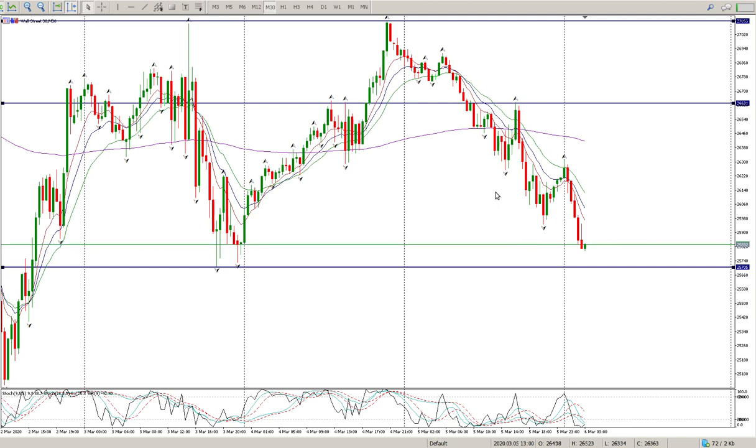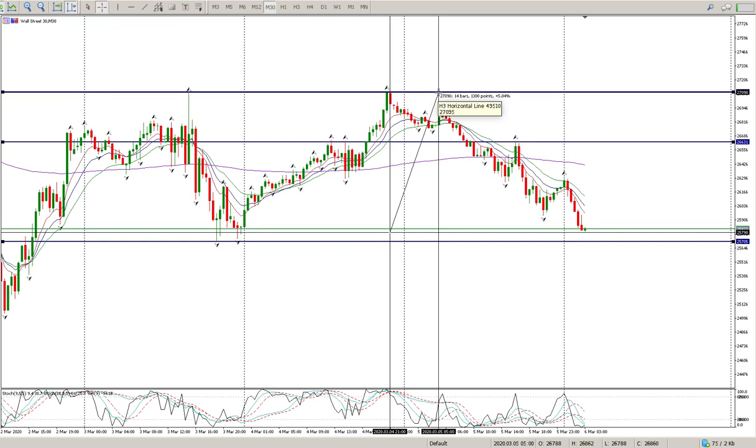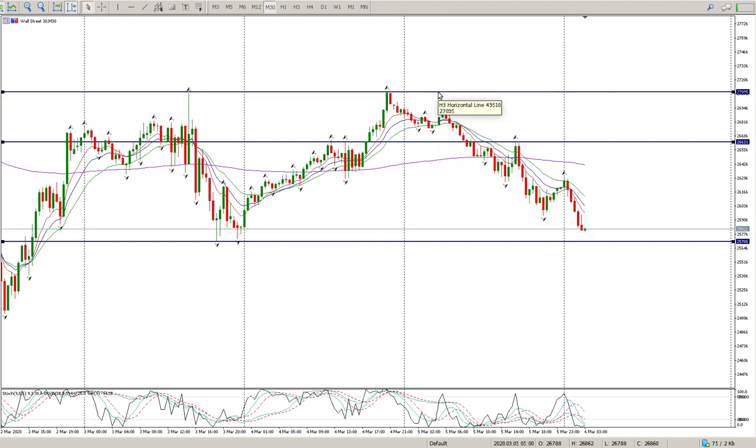Lastly, what we could get here is a range. We could just muck around in this range at the moment, which is not too bad because we're talking about a 1,300 point range. So for me, looking for shorts, but not necessarily at this level here. We want to see some kind of a bounce up and then a move to the downside.